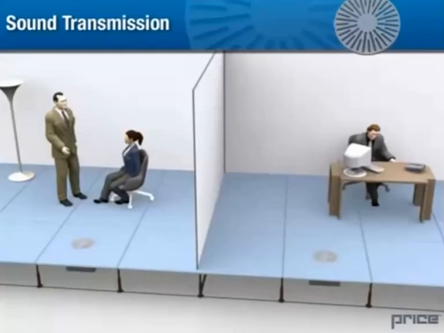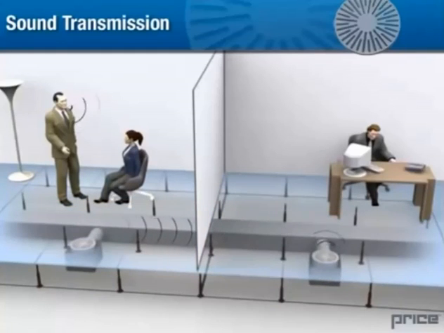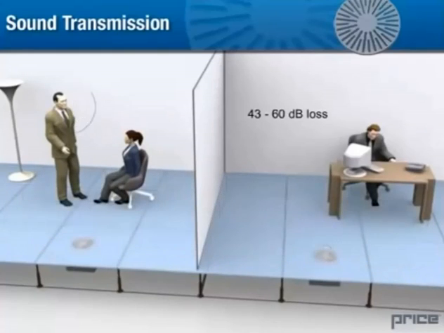In other words, is it possible to hear the conversations in the next room due to a sound transmission path through the air outlets? In a building with ductwork installations, studies have shown that the loss from room to room is between 43 and 60 decibels. Sound transmissions reaching the adjacent room are generally negligible.